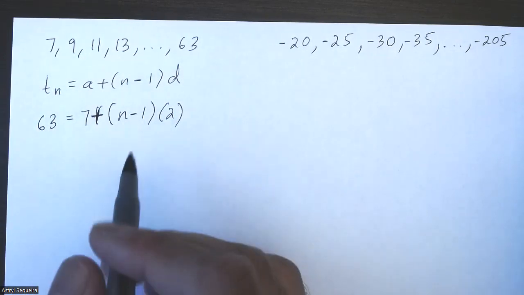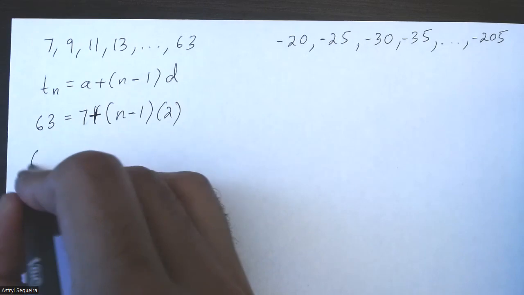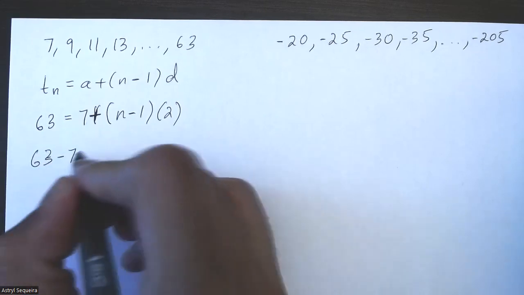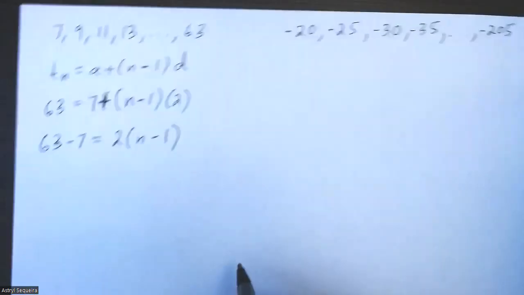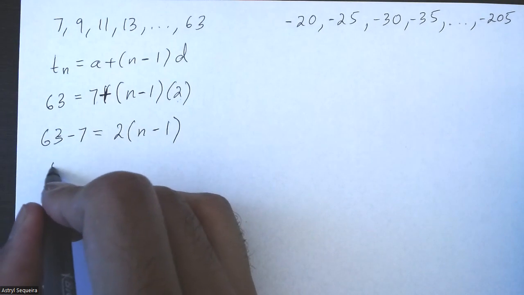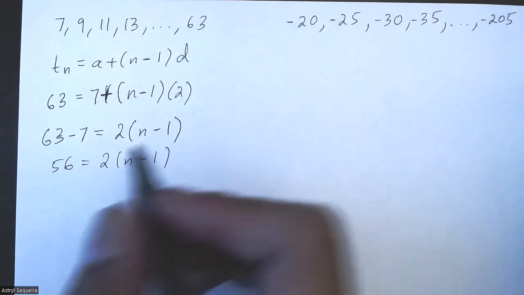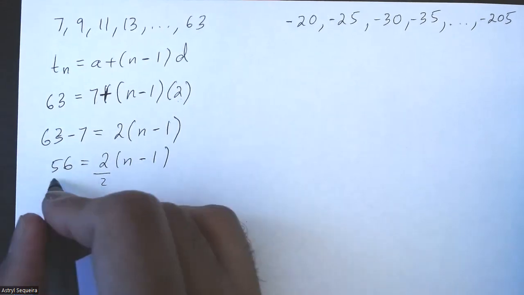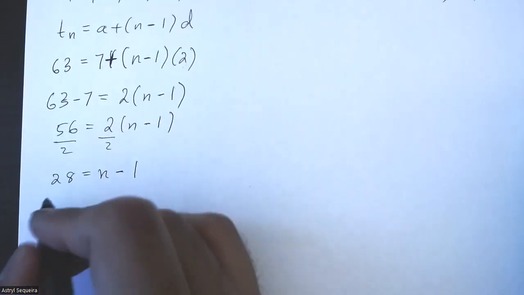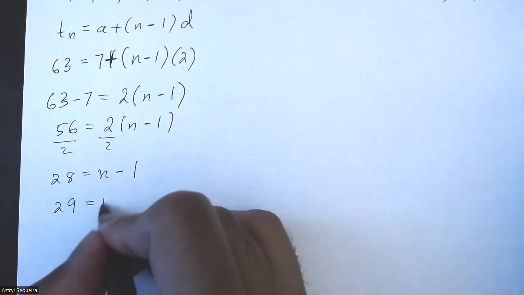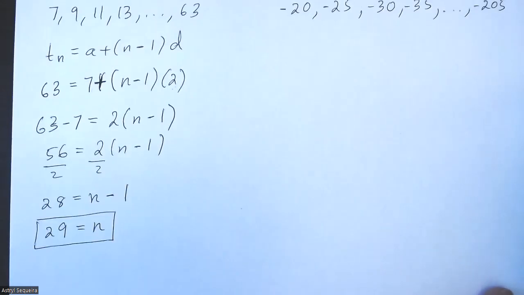Now all I need to do is solve for n over here. I'm going to start by subtracting the 7 on this side, so 63 minus 7. I'll write this 2 in the front over here, equals 2 times n minus 1. 63 minus 7 is just 56, equals 2 times n minus 1. Then I can divide both sides by 2 and get 28 equals n minus 1. Then if I add 1, I'll get 29 equals n. And so there are 29 terms in this sequence.